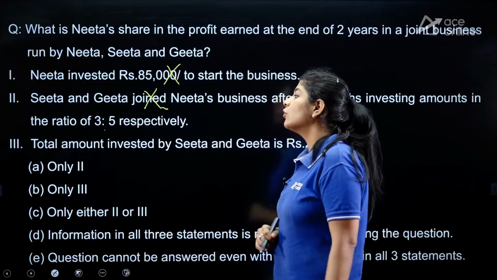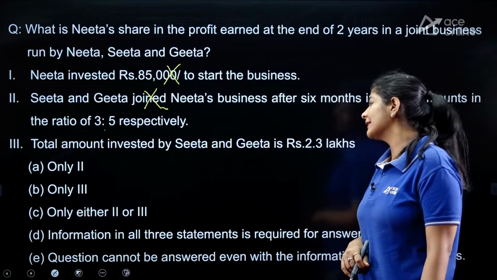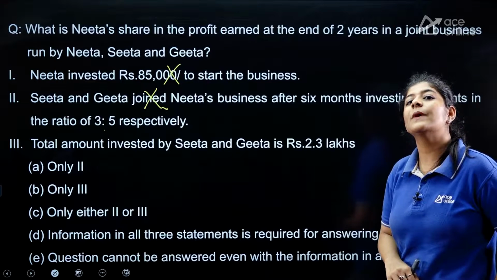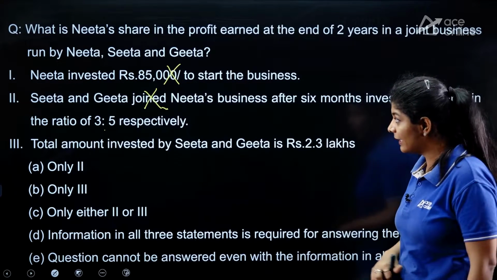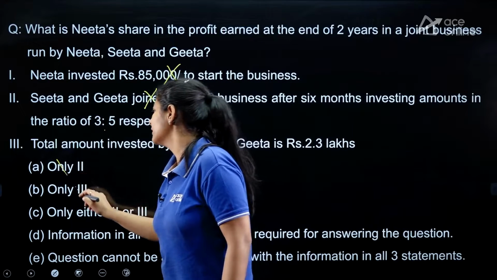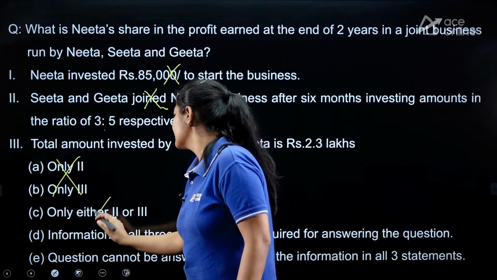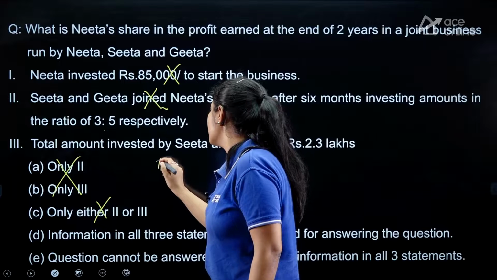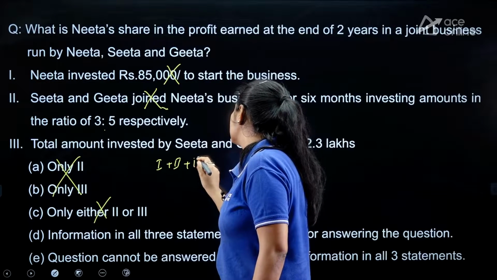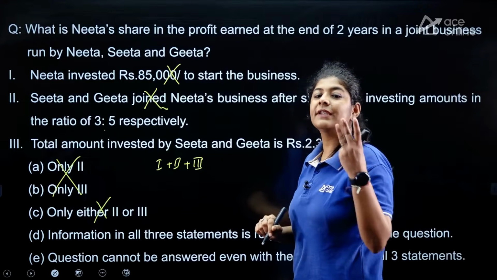Third, the total amount invested by Sita and Geeta is rupees 2.3 lakhs. Now with the help of this one, we can easily calculate it. If I combine my first, second and third together, these two options are eliminated. This one is eliminated. So if I combine first, second and third together, here I am having 3 participants.